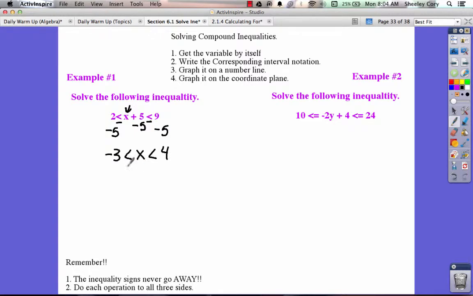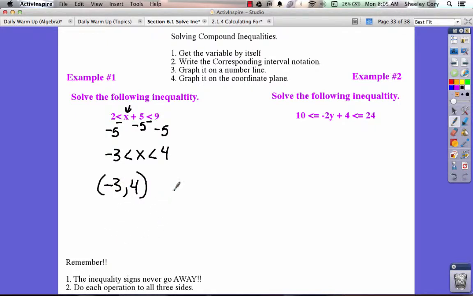At this point, I have this problem solved. What this is telling me is my number is between negative 3 and 4. But it can't equal negative 3, and it can't equal 4. So it's got to be numbers like negative 2, negative 1, 0, 1, 2, 3, or any decimals in that range. So let's write the corresponding interval. Negative 3 is the smallest number, to 4. I can't equal negative 3, so I'm going to put a parenthesis. I can't equal 4, so I'll put a parenthesis there. So this is my new interval, negative 3 to 4.